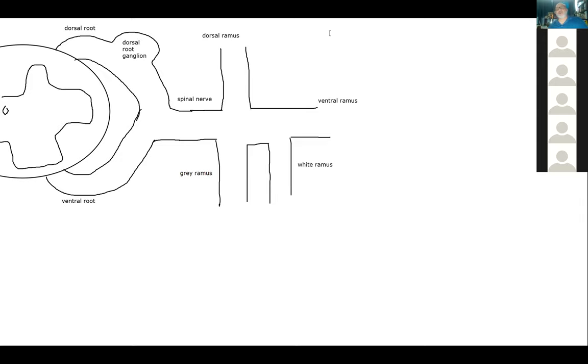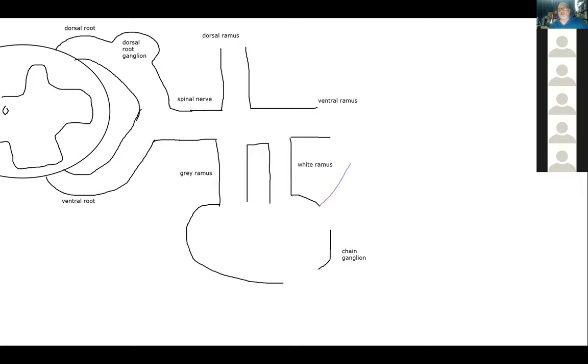We also know that our white and gray ramus lead to a chain ganglion. Now, here we have one chain ganglion, but as we know, chain ganglia don't hang out here by themselves. There's a whole row of them next to the spinal cord. And again, this is where my drawing skills are going to fail us. But for simplicity's sake, rather than drawing them in a straight line going up and down the way they should be, I will totally cheat by just having them going off to the side.